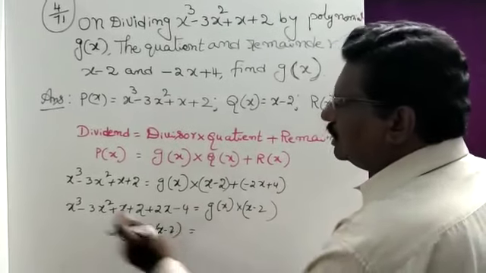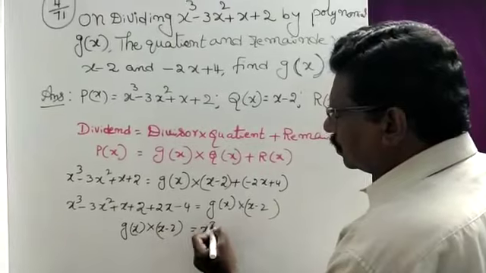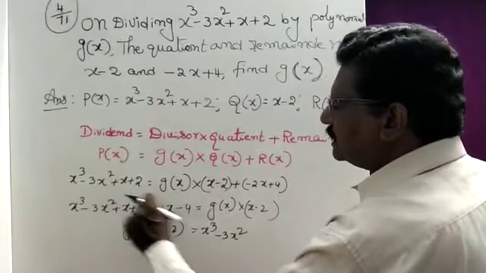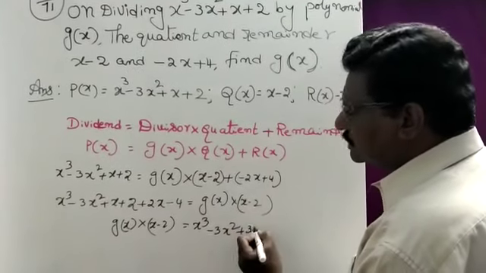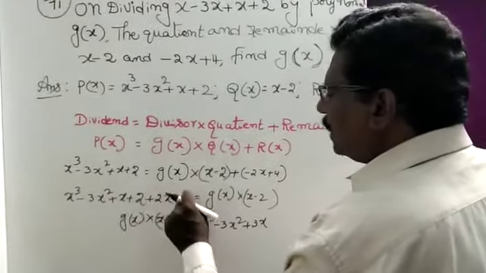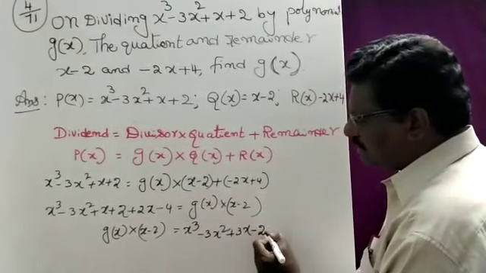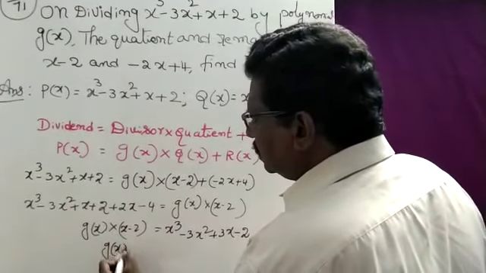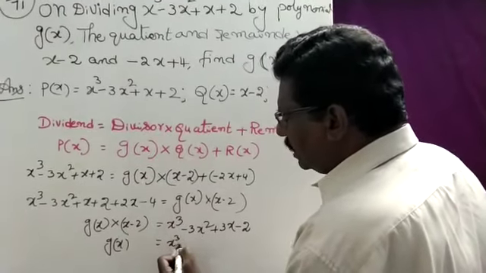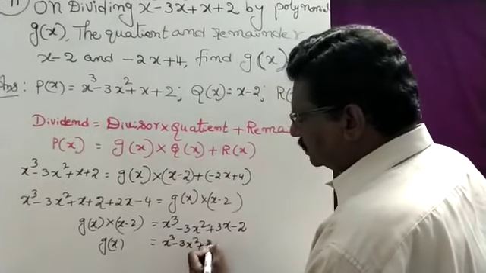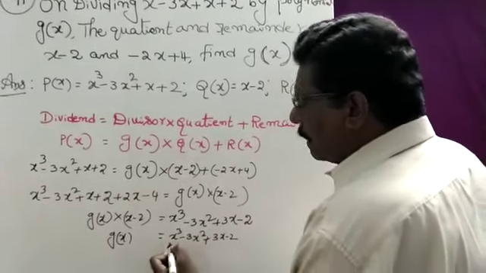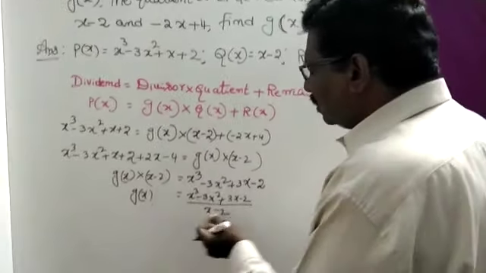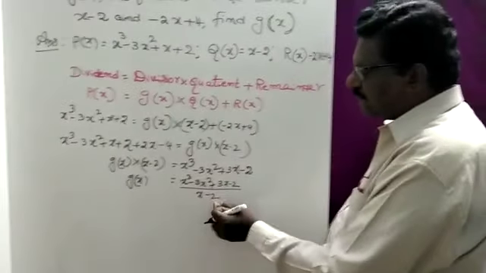So that is equal to, here remaining x cube minus 3x square. We have to simplify: minus 2x plus x, plus 3x, 2 minus 4, minus 2. This is the value. Again you need G of x. G of x is equal to x cube minus 3x square plus 3x minus 2 whole by x minus 2. So G of x you will get, you have to divide this value with x minus 2.